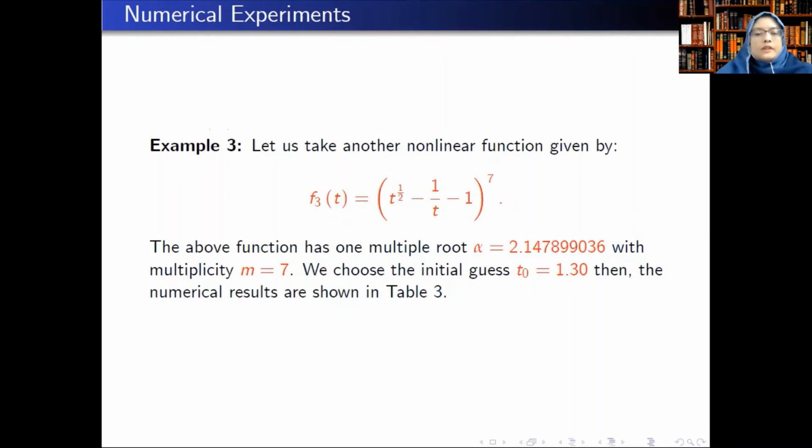In a similar manner, we have example 3, which is a mixture of, you see here, a square root and a rational form of the underlying unknown variable. We have also a multiple root here with multiplicity 7. The initial guess is taken as 1.30. The results will be displayed in the form of table 3.